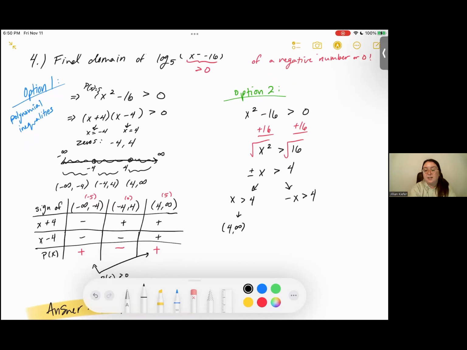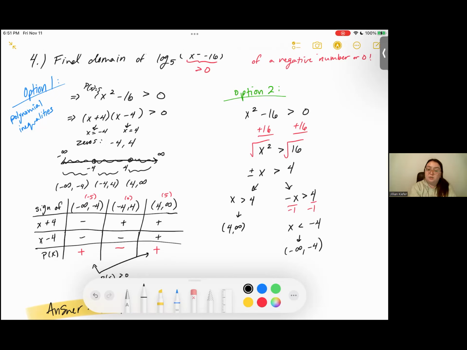And then we have negative x is greater than 4. We can get rid of that -1 by multiplying or dividing by -1 on both sides. Then we get x is less than, because since we divided by a negative number, the sign switches. x is less than -4. And this corresponds to the interval -infinity to -4.